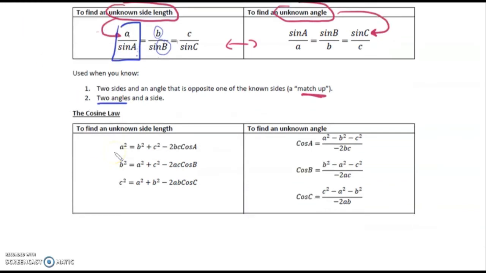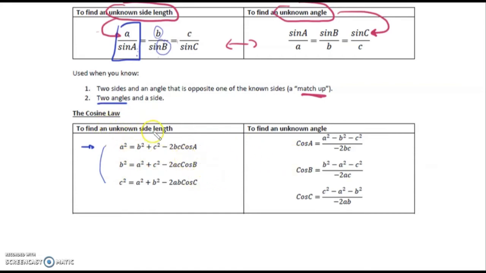The cosine law, we have, again, I give you two different formulas. But I generally use the first formula here, like one of these, and I just rearrange. If your algebra skills are not, like you're not as confident in them, then I would maybe memorize both equations.